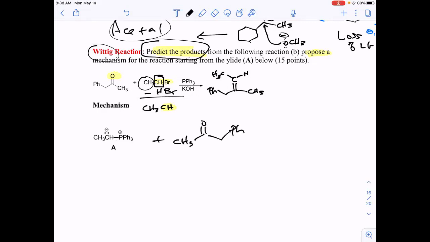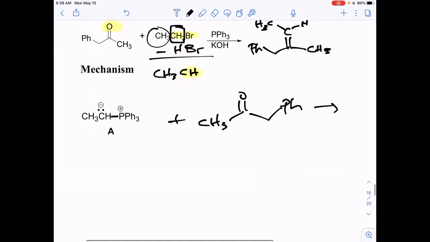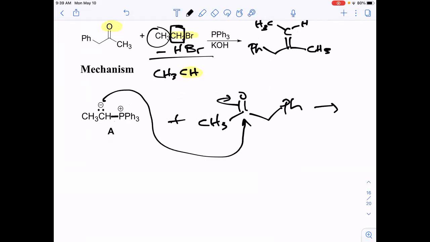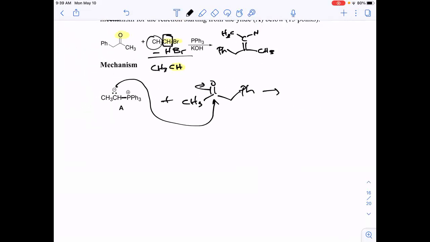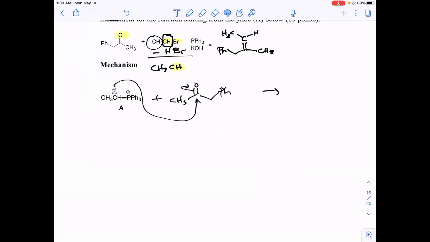What's the first step? I have a ylid. The ylid's gonna attack. And it's got a pair of electrons. So it's gonna attack right here, right? Remember that carbonyl is a great electrophile. So if you got a nucleophile in the same pot with it, they're gonna have a little interaction. All right, so from that, I'm gonna get this intermediate, which we talked about.